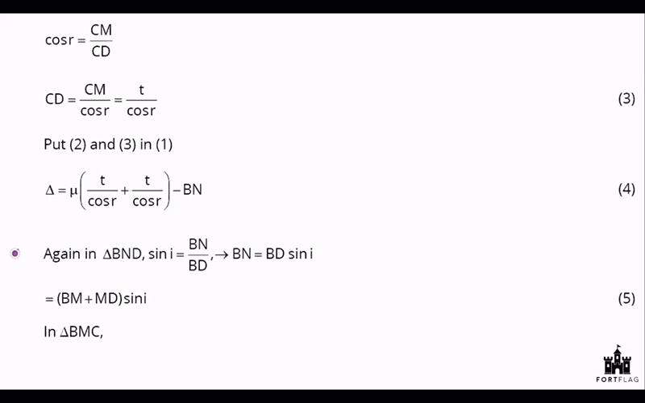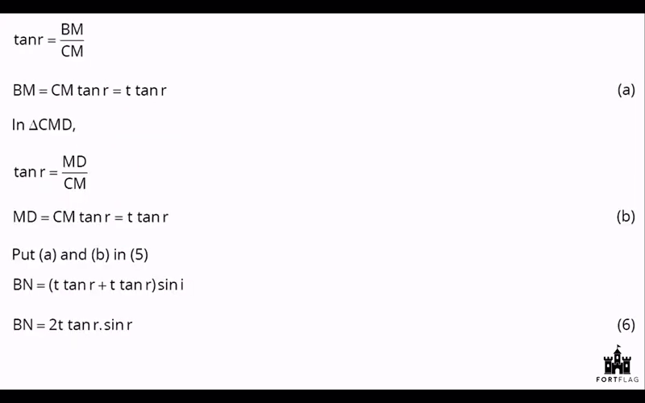Then for BN, we are considering triangle BND. The sine of i is equal to BN by BD. So BN is BD sine i. You can write BD as BM plus MD. Joining B and D, BM would be t tan r, and MD will be equal. So you substitute that in the equation for BN.